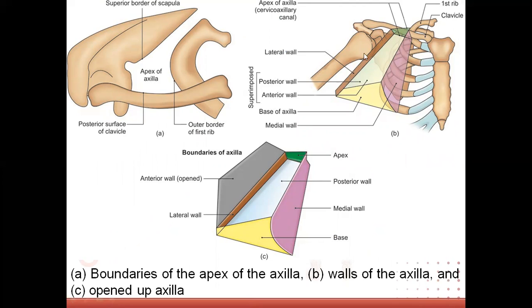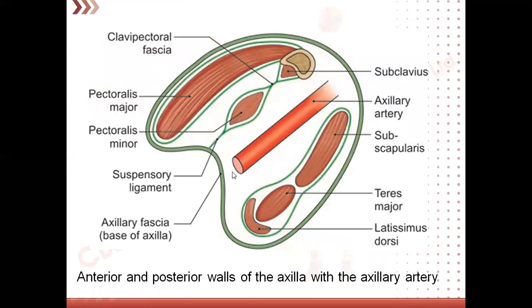So this is the apex and this whole thing is a pyramidal space, isn't it? So this is the apex, this is the base, medial wall, lateral wall, anterior wall. Once you cut the anterior wall, behind it you will see the posterior wall. So it is a pyramidal shaped box. Now suppose this axillary artery is the content.